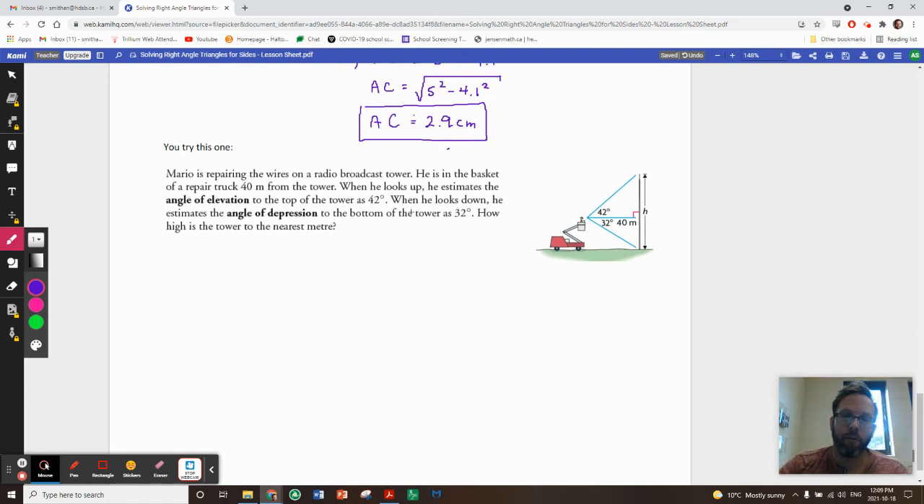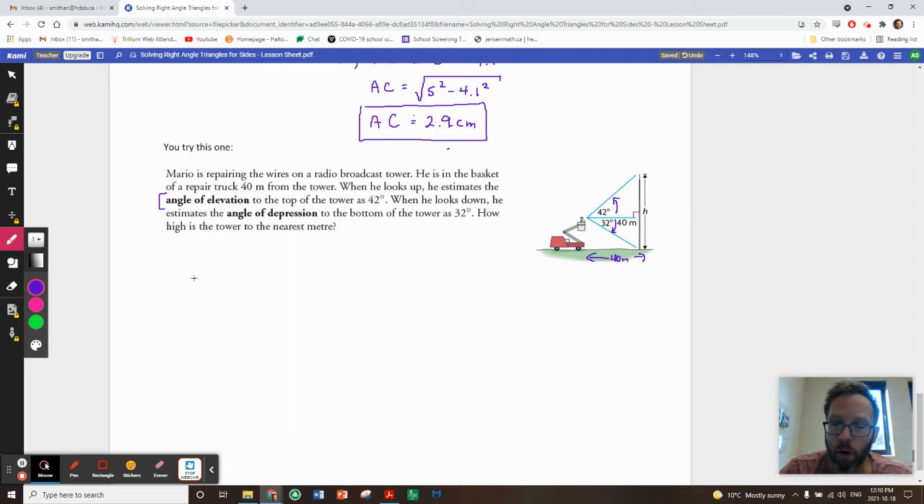In your grade 10 course, you were introduced to the idea of an angle of elevation, the angle from your horizontal line of sight up to something, and an angle of depression, which is the angle from the horizontal line of sight down to something. So in our question, we have Mario, and he's up in a truck, and the basket's been lifted up in the air. We don't exactly know how high he is up in the air, but we do know he's 40 meters from the tower. And the angle of elevation and depression we've labeled in our diagram there. And we want to find out how high the tower is.